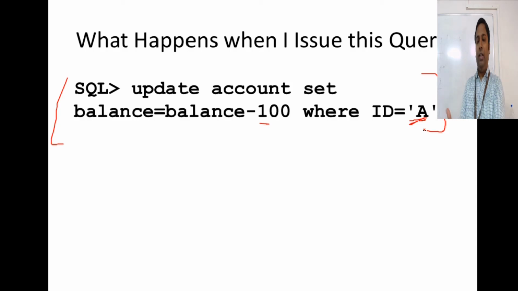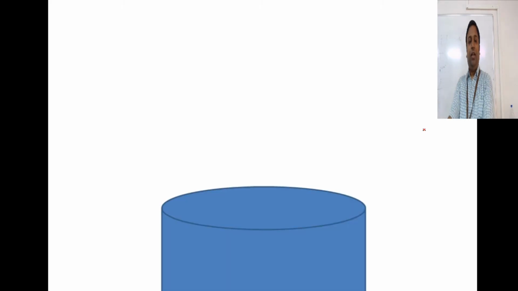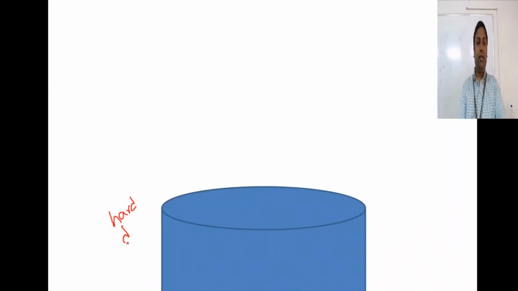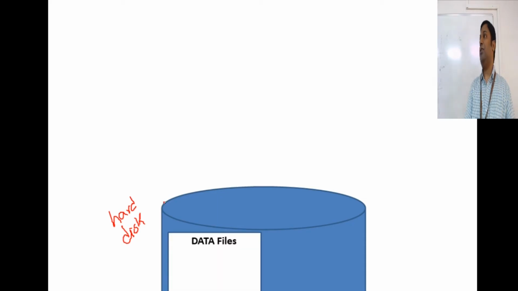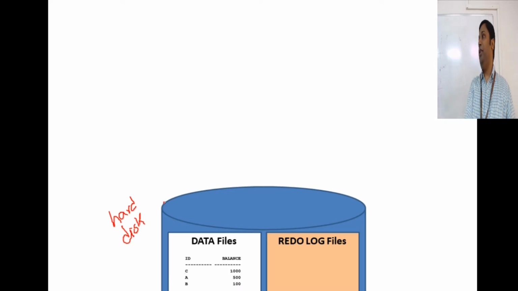So if I am going to run this, what are the steps that happen in the background? We'll take a look at this. When you talk about a database, you have this hard disk. You consider this to be the hard disk. And on the hard disk, you have a set of files corresponding to your database management system. These files are data files. And we have another set of files called the redo log files.